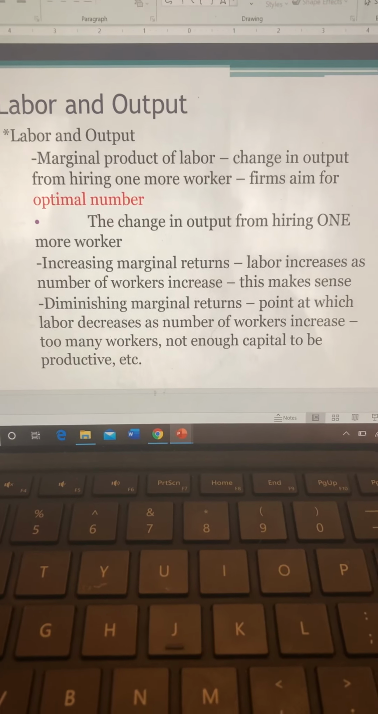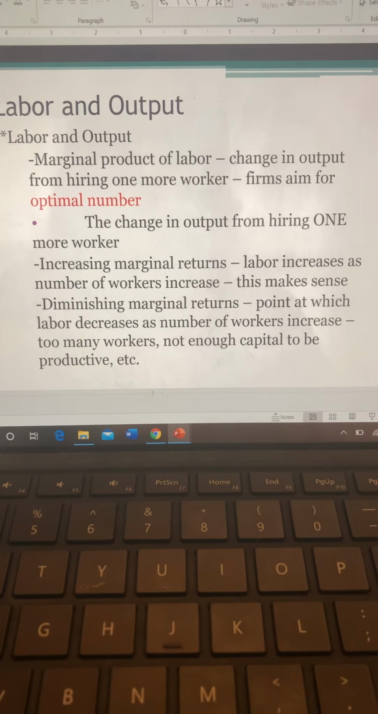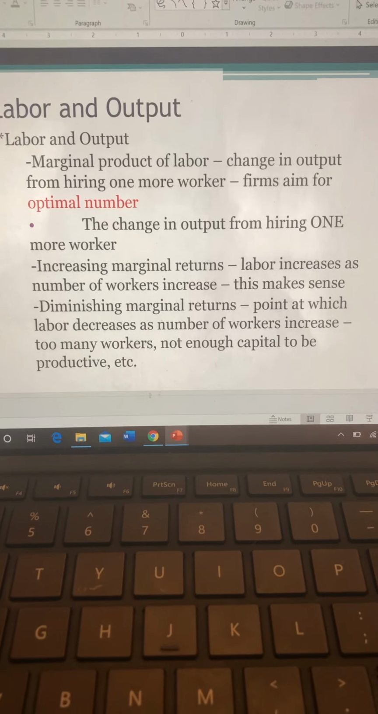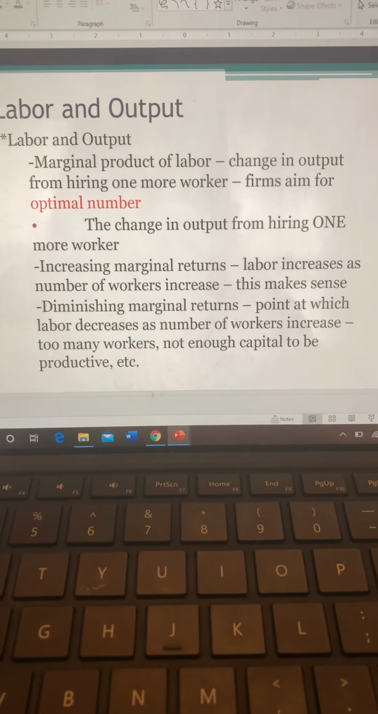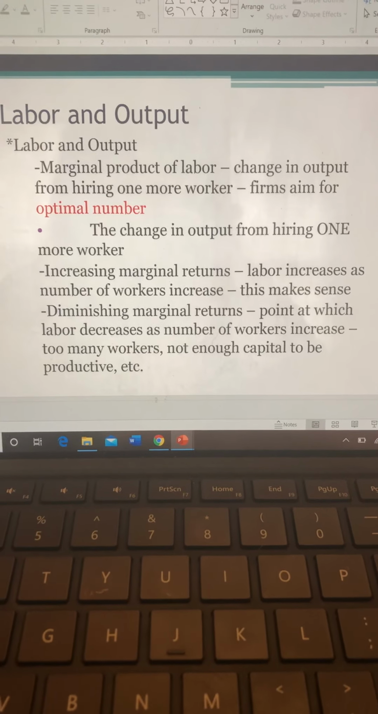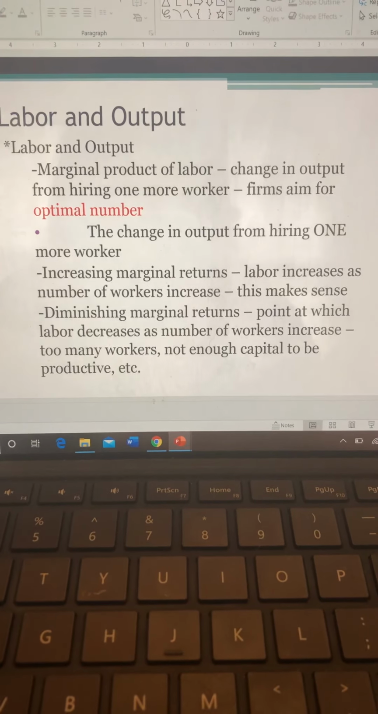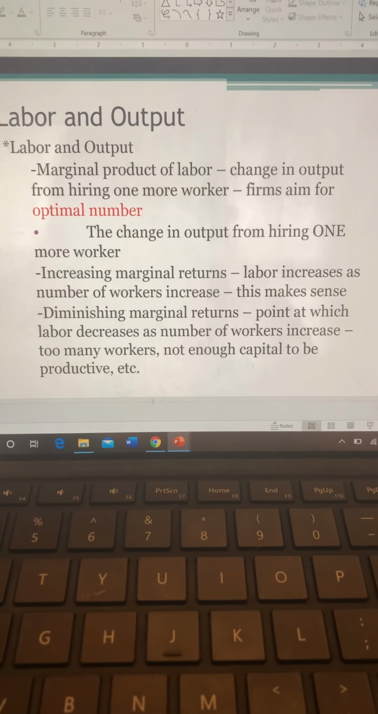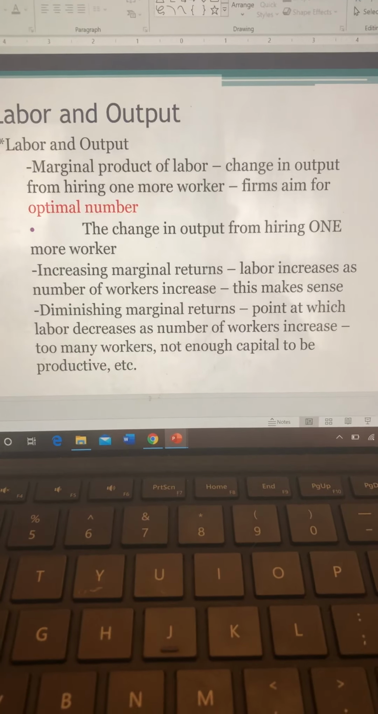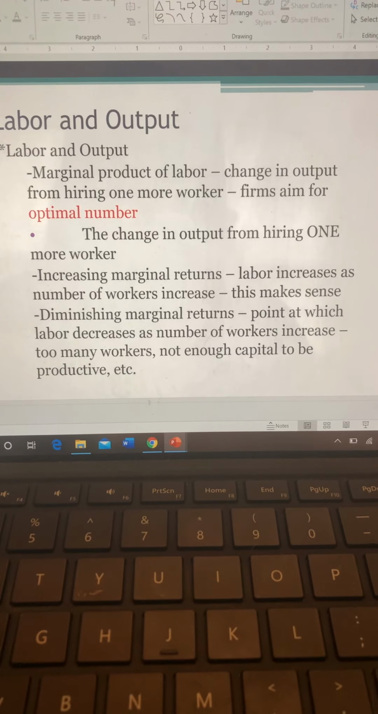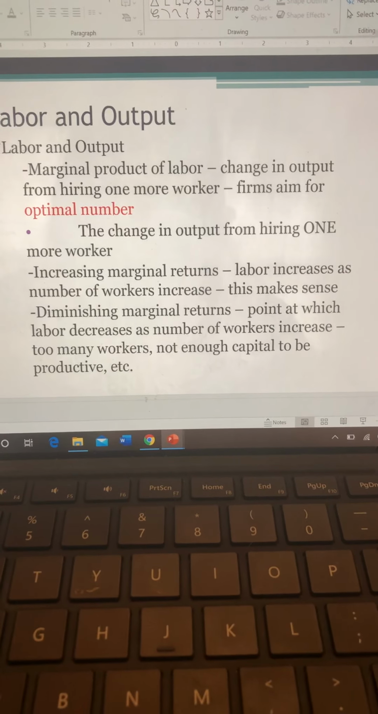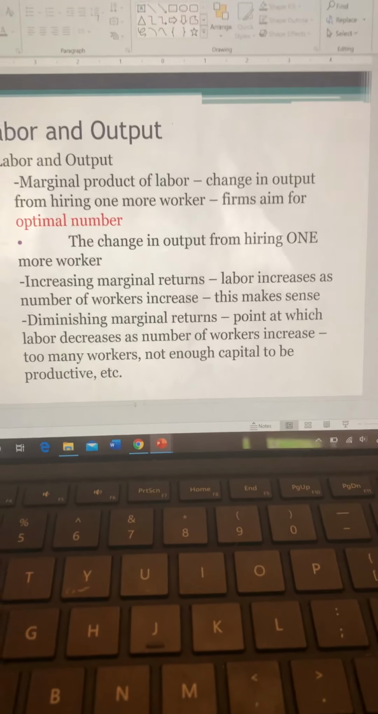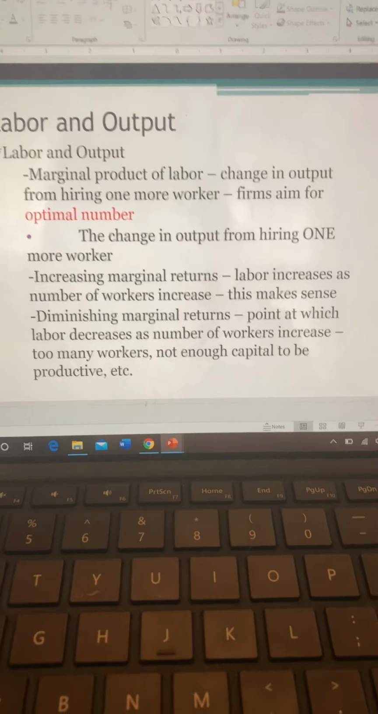Okay? So if we look at labor and output, the marginal product of labor is the change in output from hiring one more worker. So the absolute goal of companies, restaurants, businesses is to find that optimal number. Okay, so the change in output from hiring one more worker. Okay, and we'll look at some charts together and hopefully it'll make sense.